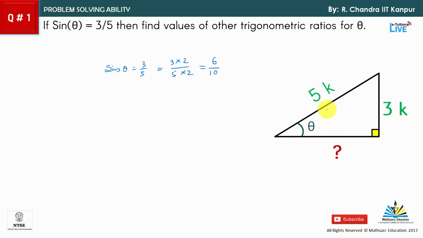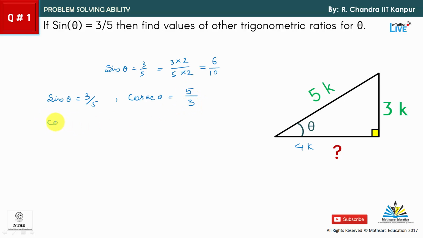As you can see, we have a Pythagorean triplet of 3, 4 and 5. So this must be 4k as per the Pythagorean triplet. Now what do we need to find? We need to find the other trigonometric ratios. So sine theta has already been given as 3 by 5. Hence cosec theta, which is the reciprocal of this, is 5 by 3.